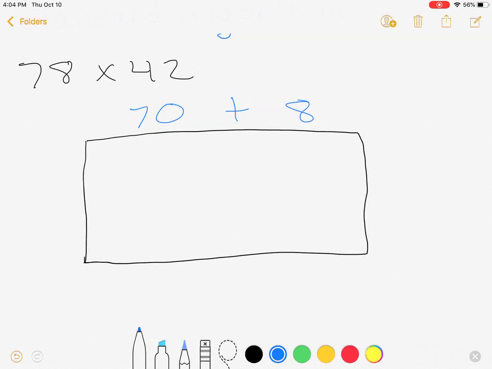And how about the second factor? 40 and 2. 42. No, you put the 2 up there, and then you put the 40 at the bottom. The 2 goes first, Madison. Why? Because it's in the ones place.